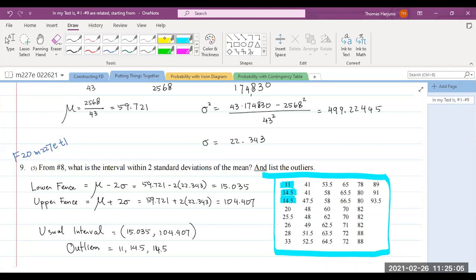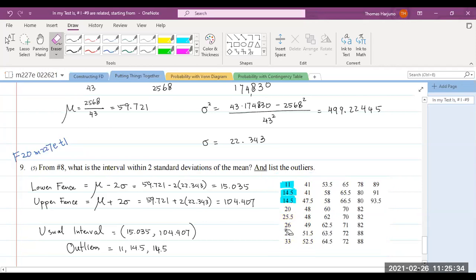Even though 20, 25, 26, 28, 30, 41, these numbers are of course bad numbers, they are not outliers. They are still within a reasonable range compared to the rest of the class. It's just that 11, 14, and 14.5 are more than twice the standard deviation away from the mean, and therefore are considered outliers. Now that's for number 9.